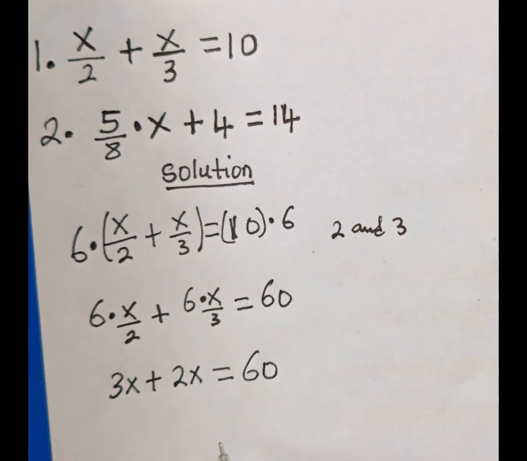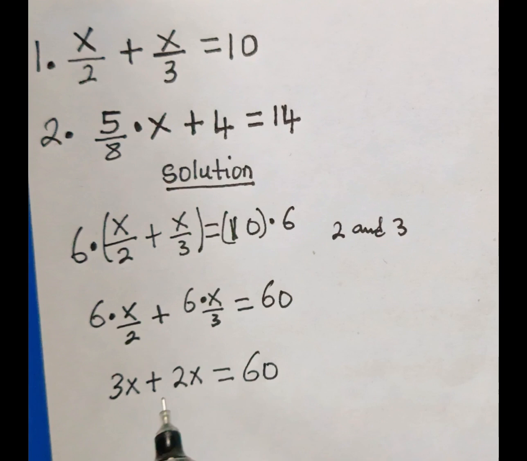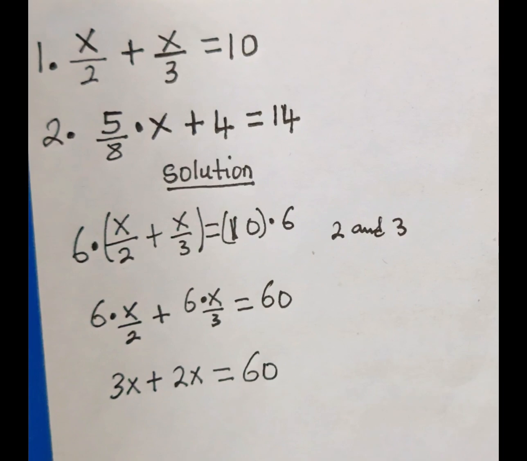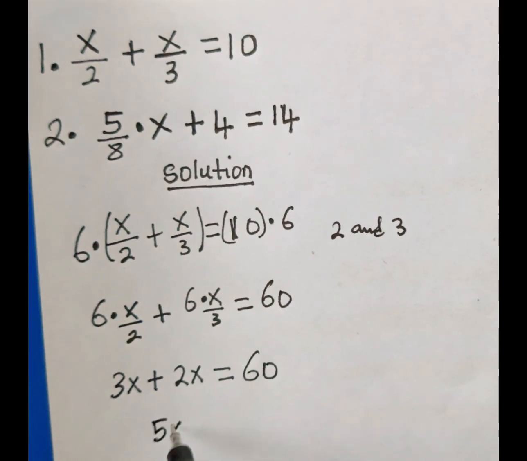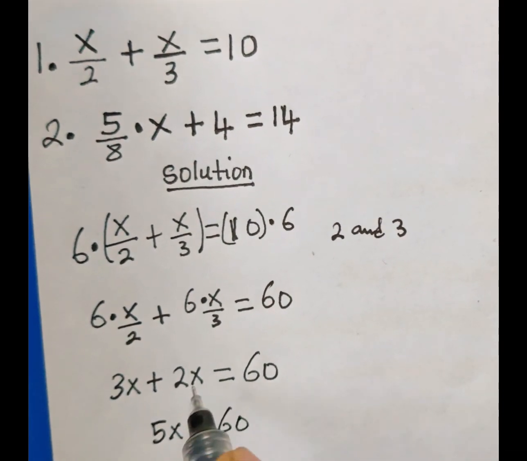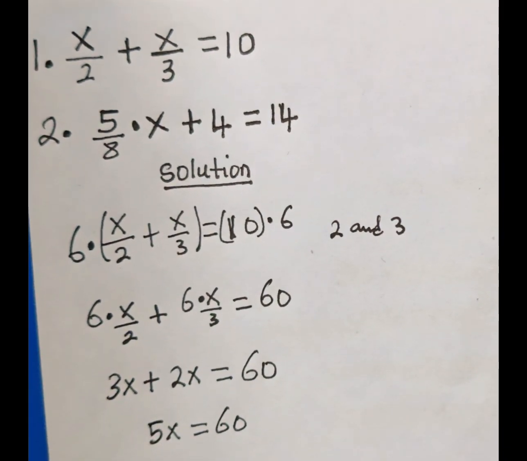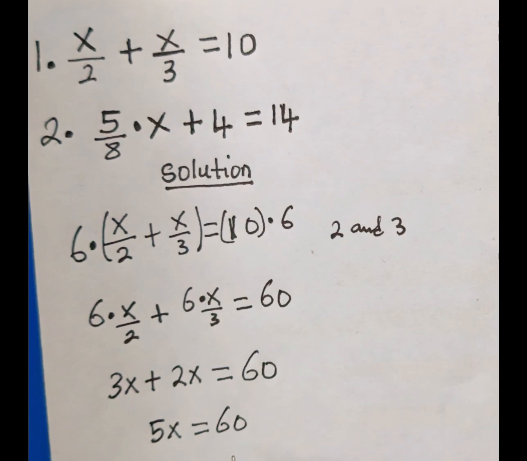Now the next thing we're going to do, if you look at the left hand side of this equation, 3x plus 2x, the variables are the same and these are two constants, so we can add them together because they are like terms. Adding 3x plus 2x is going to give us 5x, which is equal to 60. If the variables are not the same, you cannot add them together. So now we have 5x is equal to 60.